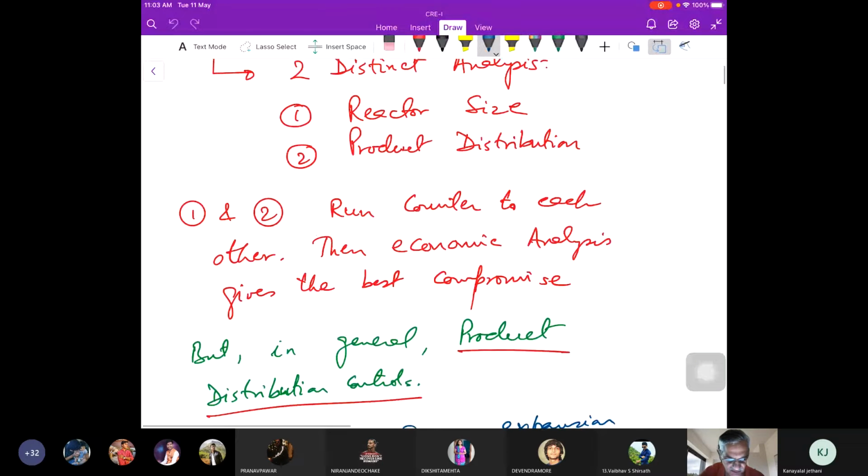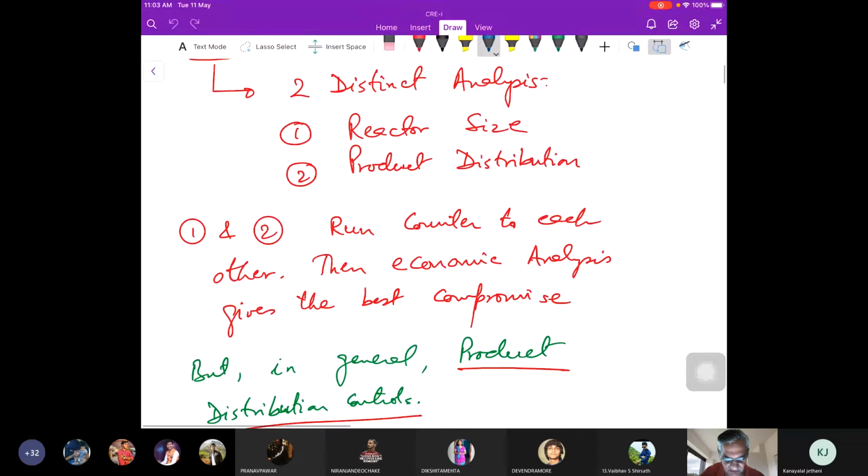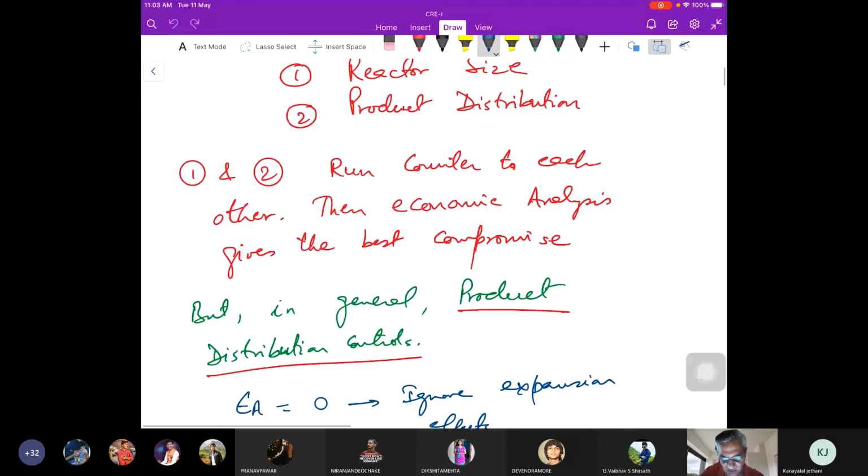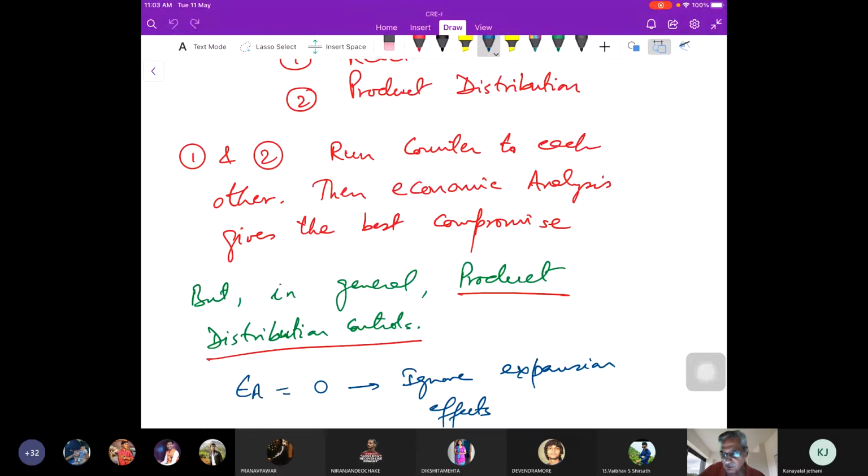So these two analyses, that is reactor design or reactor size and product distribution, actually run counter to each other. That means अगर size minimize करने जाएंगे, product distribution may not be good. If you optimize the product distribution, then the size may not be minimum. So it's actually an economic analysis, and we have to see what is the cost of purification if you get two products. One is the cost of purification goes up because side product has to be separated. Second thing is what is the loss in value because we didn't get the desired product.